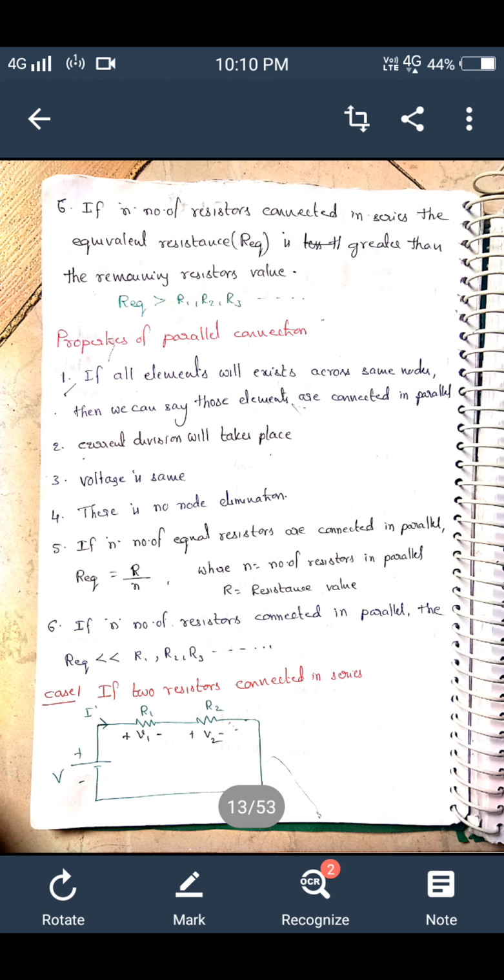Fifth, if n number of equal resistors are connected in parallel, then R equivalent is equal to R by N, where R is the resistance magnitude and N is the number of resistors connected in parallel. The sixth property: if n resistors are connected in parallel, then R equivalent is always less than the individual resistance magnitudes connected in parallel.